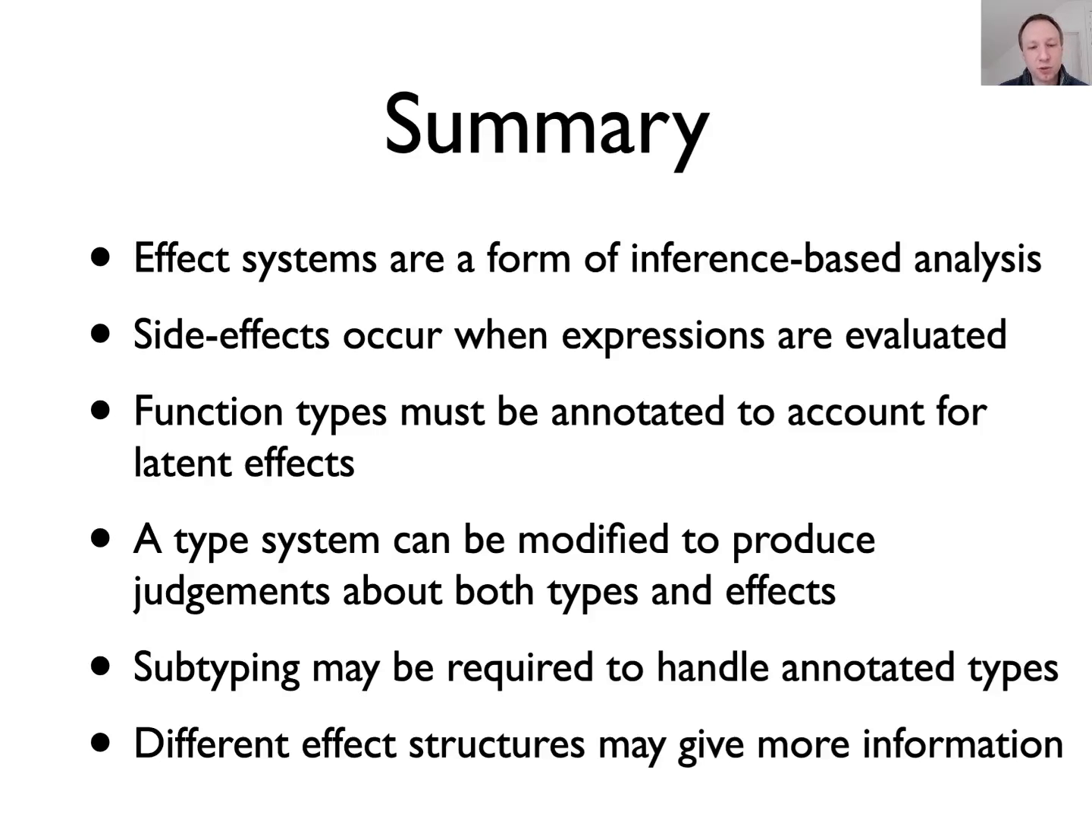Then we can modify our type system to produce judgments about both the types and effects that will be seen from evaluating particular expressions. We had a little bit of a problem when we introduced a conditional where one expression may be evaluated or another, and we didn't want their types to have to match exactly, because otherwise we'd be very restricted in what we could do. So we add in subtyping to handle these types.